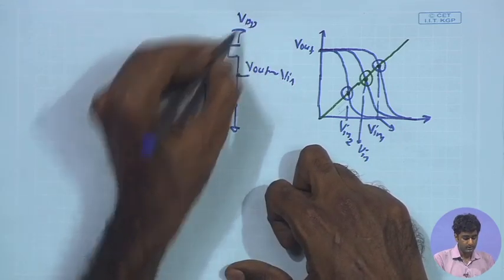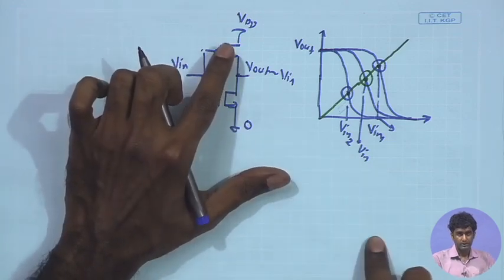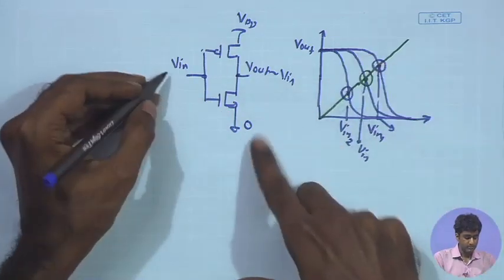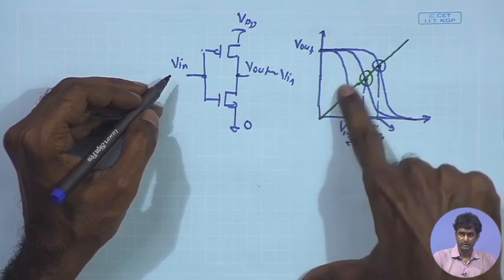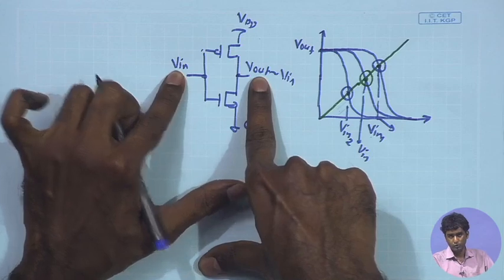This is VDD and this is ground 0. In that condition, what is the region of operation for the PMOS and NMOS? If I assume that this is close to VDD by 2, suppose I am taking the middle curve, then both V in equal to V out are going to be close to VDD by 2.